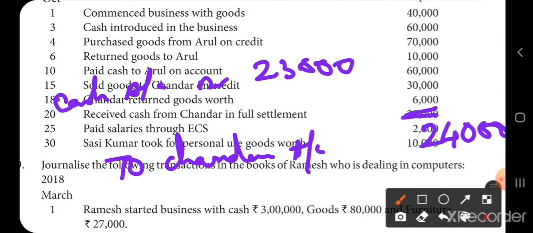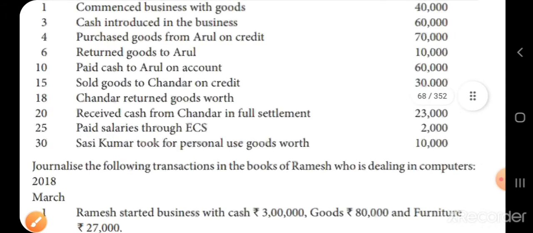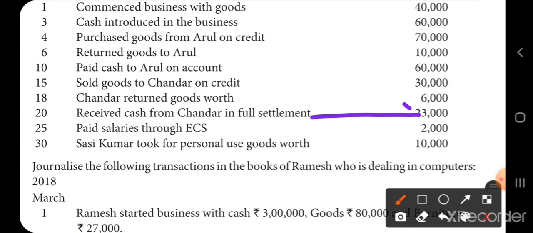That means what? Discount allowed. Sasikumar has allowed a discount of rupees 1,000. Discount allowed is an expense, so you will debit. Now see, both debits and credits will tally. This transaction alone, the amount part, you should make a note.